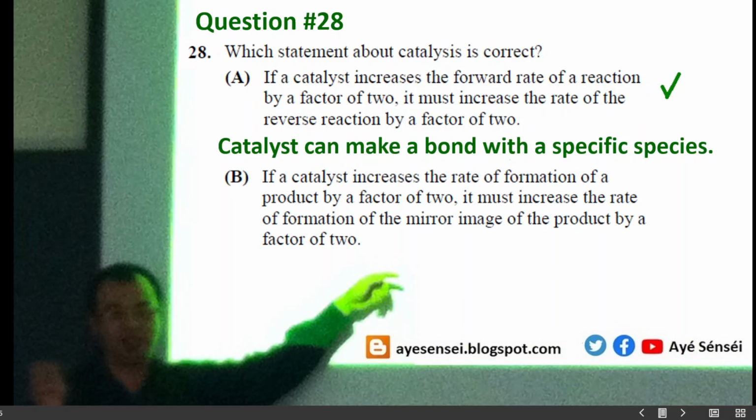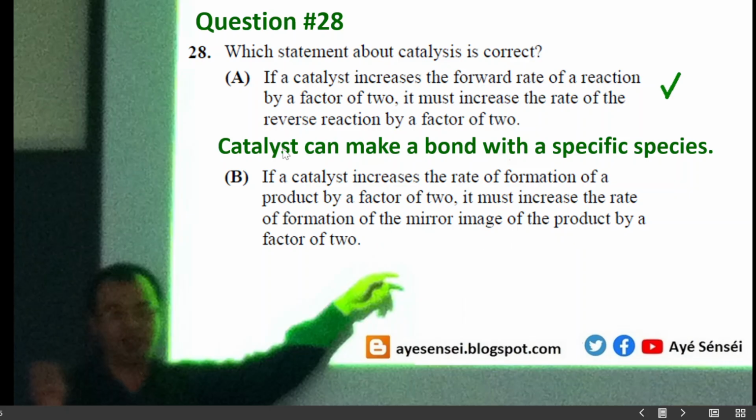And then question B, if a catalyst increases the rate of formation of product by a factor of 2, then it increases the formation of the mirror image of the product by a factor of 2. Mirror image of the product, for example, maybe like glucose, maybe.